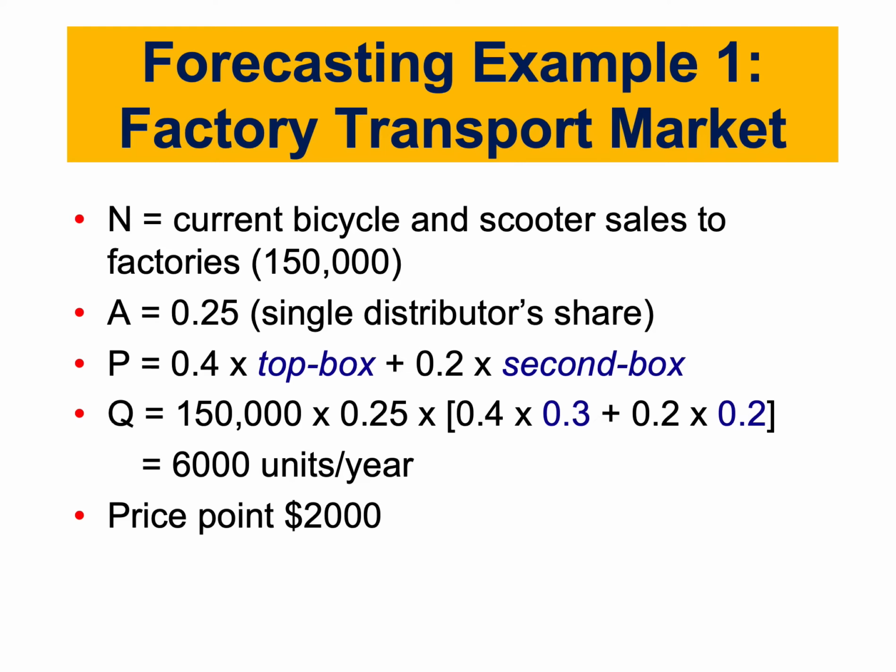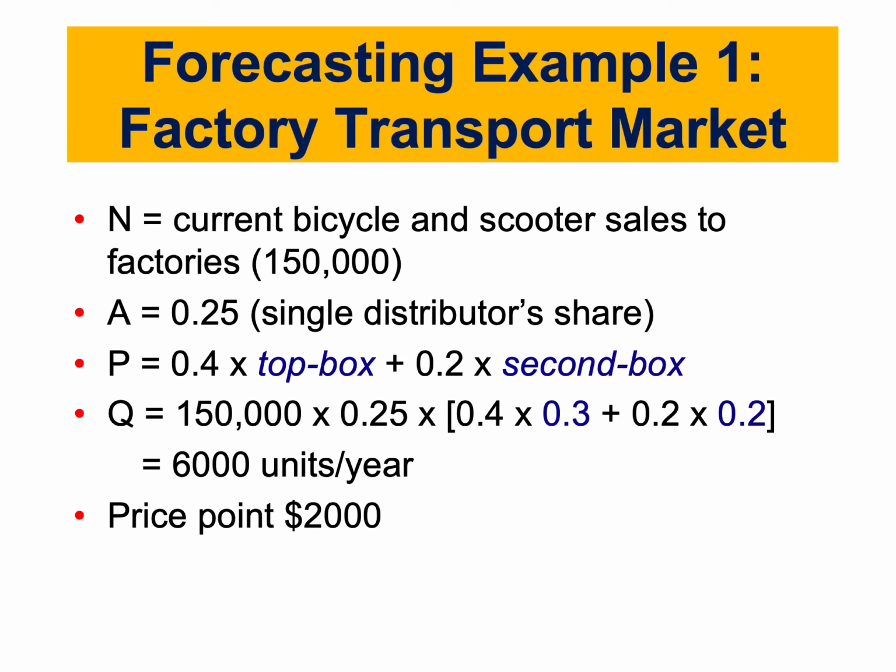We talked about how A is related to the awareness and availability. And here, let's say that I have a single distributor that is close by the factory that I'm targeting. And that distributor is selling 25% of our product or a similar product. Then A is going to be 0.25. A is related to availability and awareness, that people know about the product, and that's a fraction.